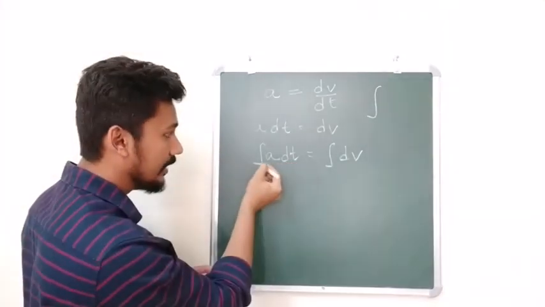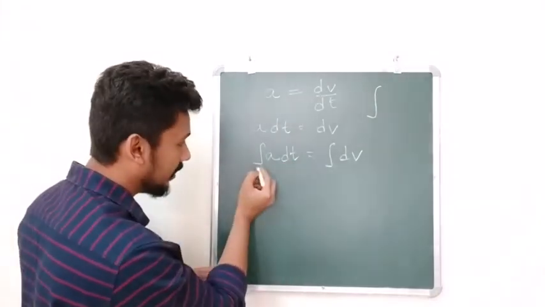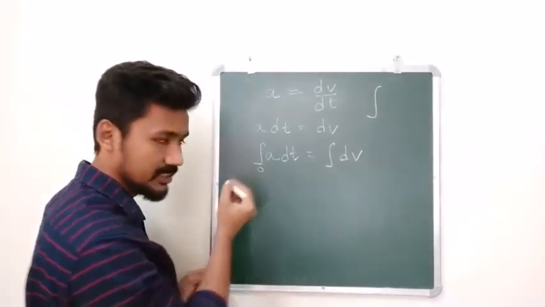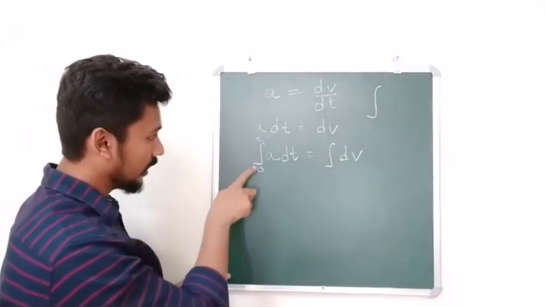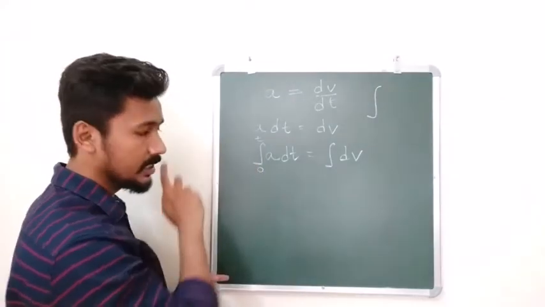So let us give limits for only time. So what will be limits for time? Initial limit will be 0, final limit will be some time t. Okay, so this is how we write the limits, 0 to t.